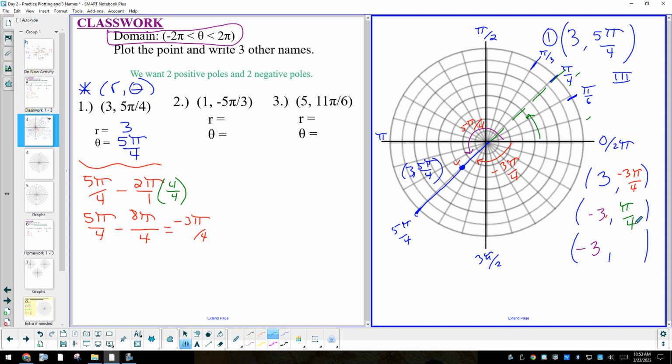So remember, the way you plot is start with the angle. So I would go to pi over 4. I'd be here. But the R is negative. So you would shoot directly across. And yes, you land there. So if you land in the spot you plotted, that means you named it correctly.